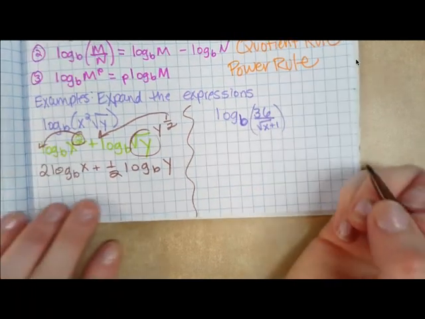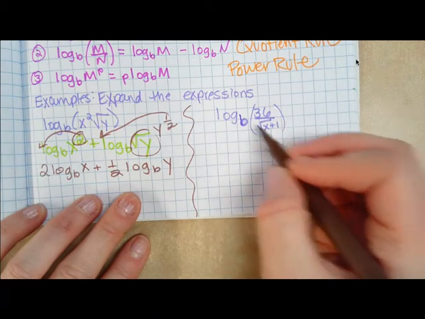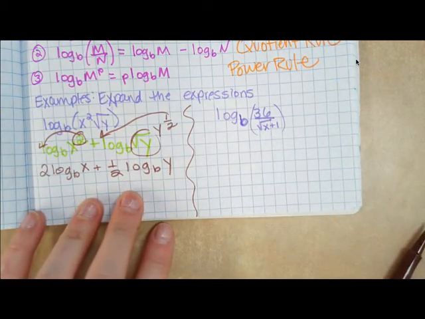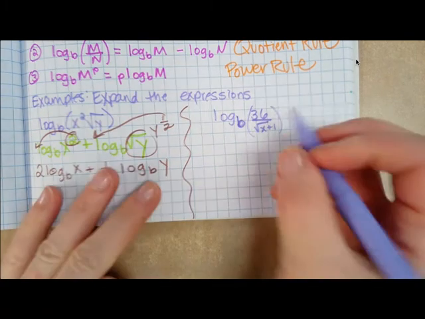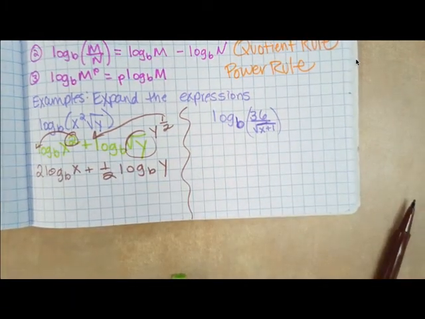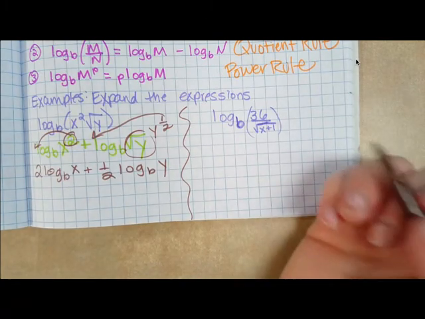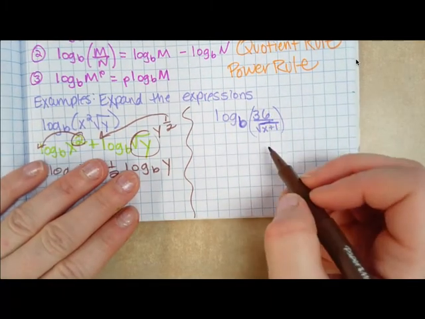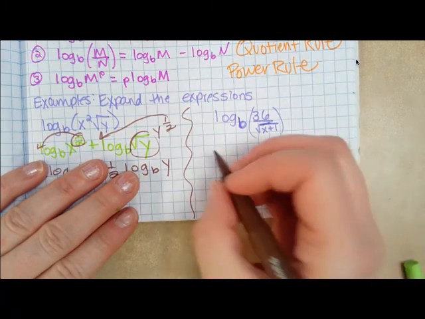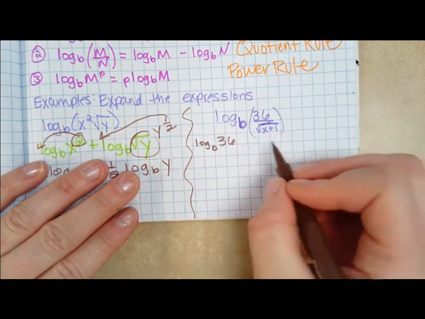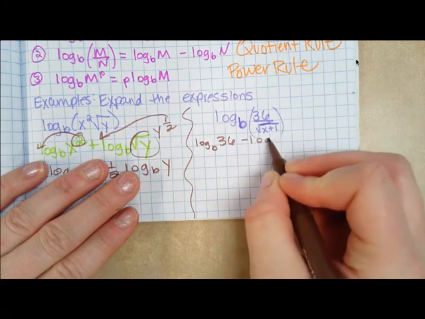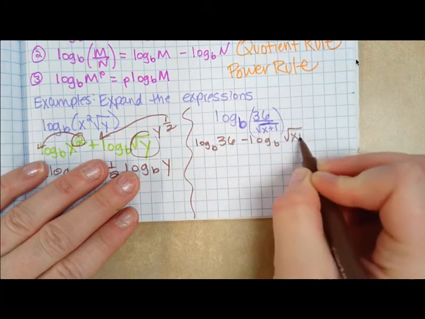Okay, what about the next one? Log base b of the square root of 36 over the square root of x plus 1. The whole thing is under the square root. So it's division. So we'll do the quotient rule. Log base b of 36 minus log base b of the square root of x plus 1.